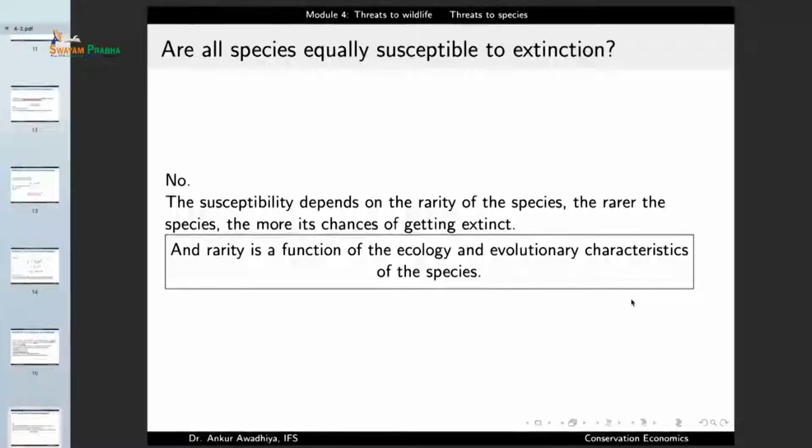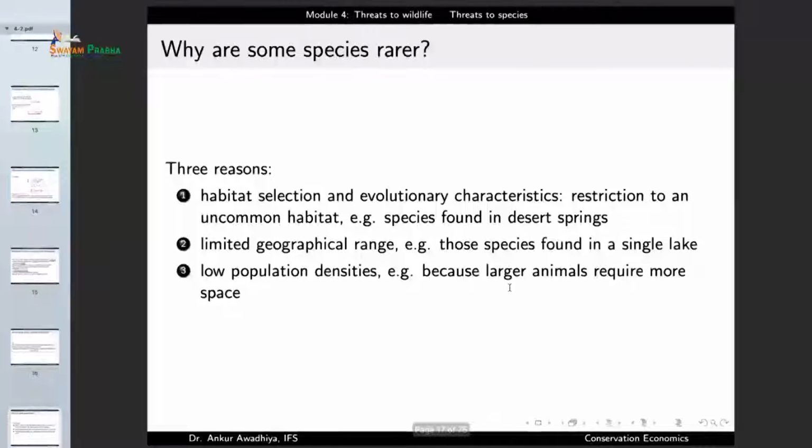Rarity is a function of the ecology and the evolutionary characteristics of the species. And the rarer a species is, it means that you already have a very small population. Probably it is localized in a very small area, and this rarity would mean that the small population paradigm would act very fast, and if the small habitats where these organisms are found are lost, we will lose these species.